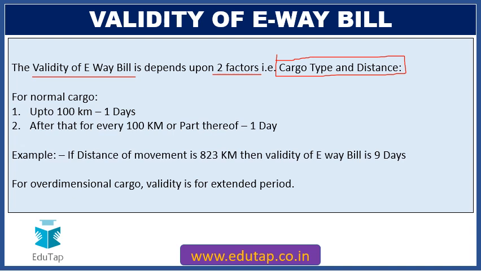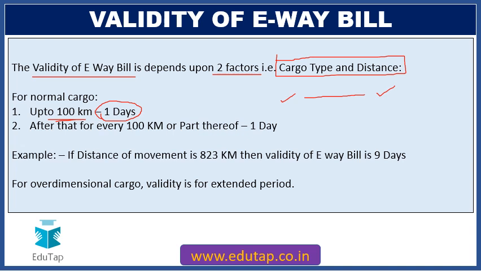For normal cargo, after you have generated the e-way bill, the validity will be 1 day for every 100 kilometers. So if you have to transport goods from location A to location B and the distance between them is say 90 kilometers, then this distance has to be completed within 1 day. And if the distance is more than 100 kilometers, then the validity is going to be extended by 1 day per 100 kilometers or part thereof.